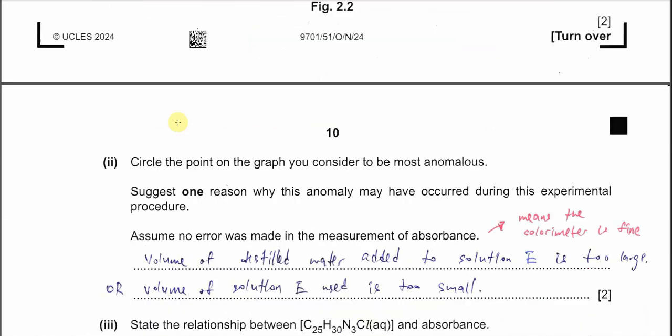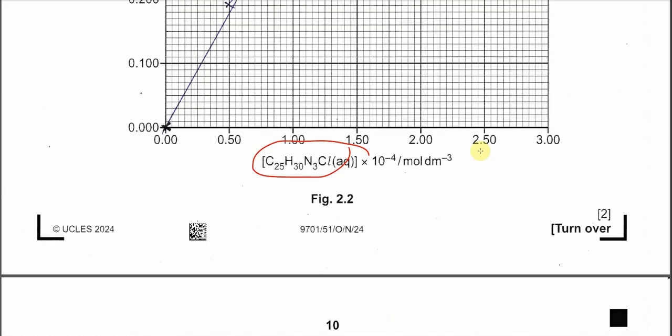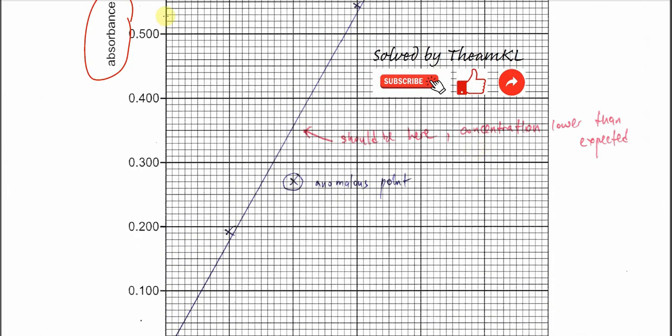Next part. Part 2. Circle the point on the graph you consider to be the most anomalous. Suggest one reason why this anomaly may have occurred during the experimental procedure. Assume no error was made in the measurement of absorbance, meaning the meter is fine, no problem. So let's look at the anomalous point.